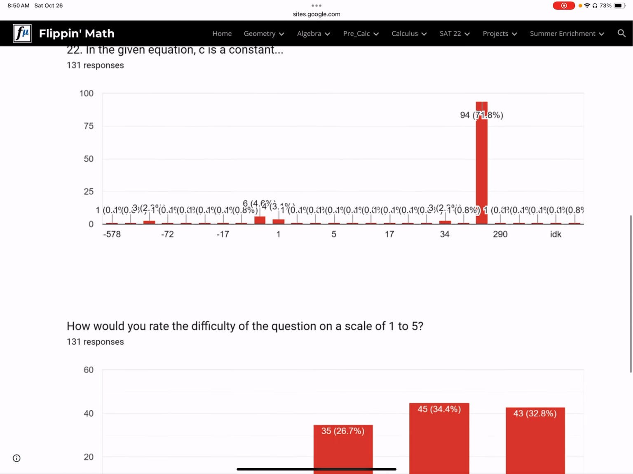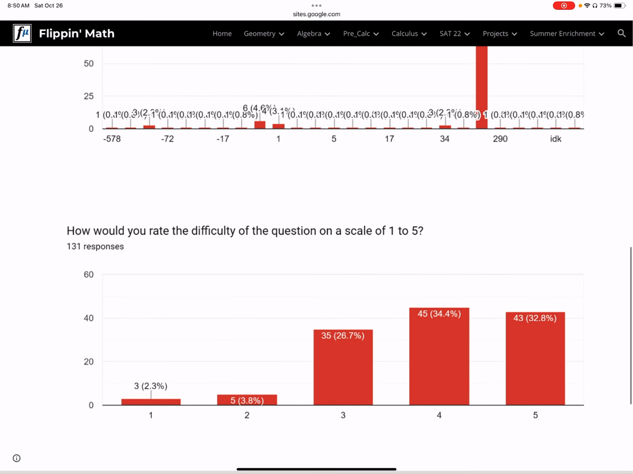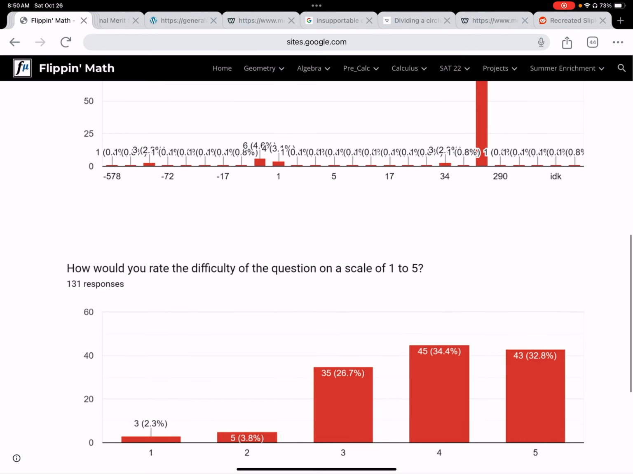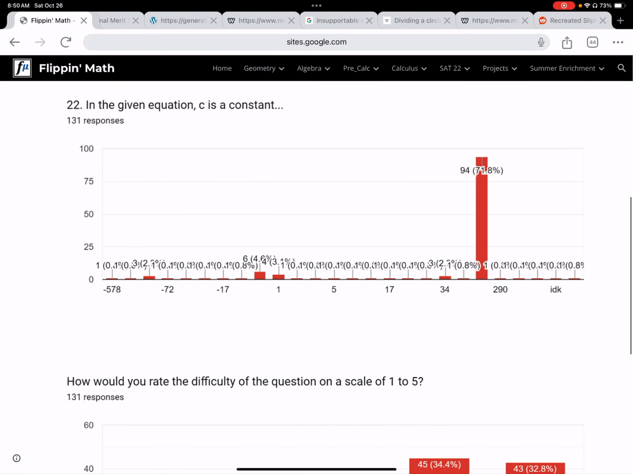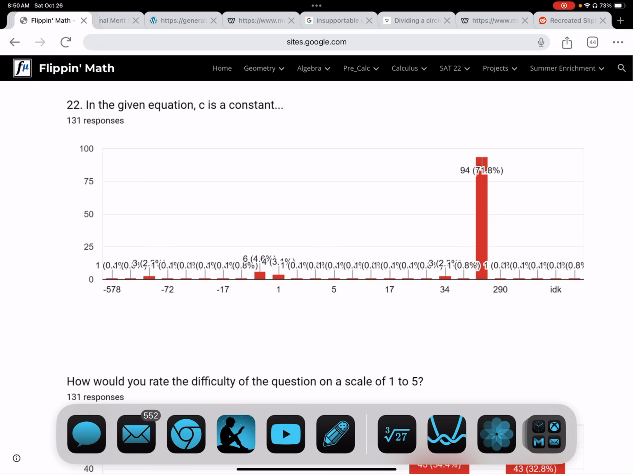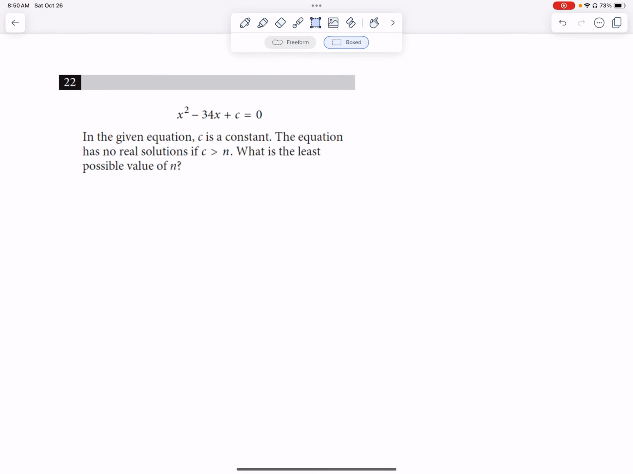Okay, and then as far as the difficulty, you said it was pretty hard here. So this is heavily skewed towards probably the most challenging question that we've had so far, apparently. All right, well, let's go ahead and take a look at our solution, how you're supposed to go about this.